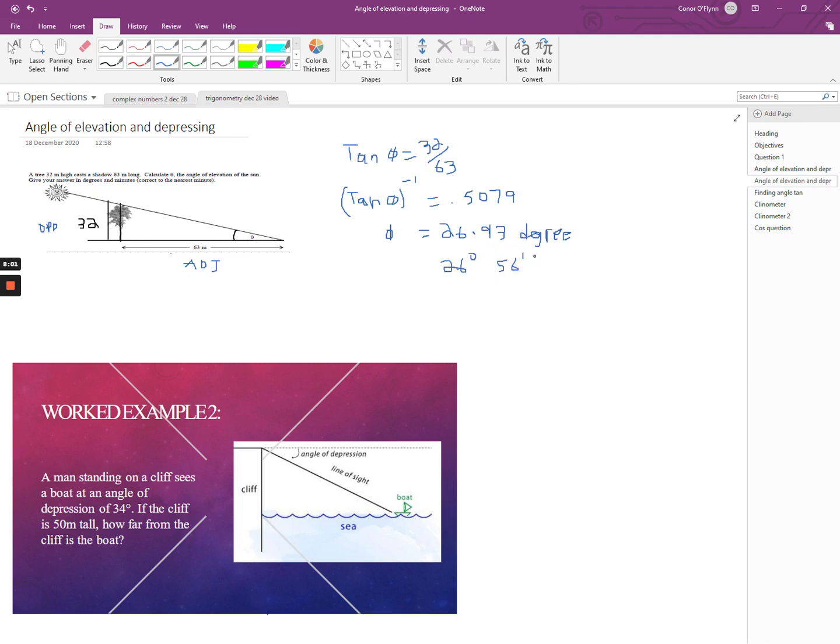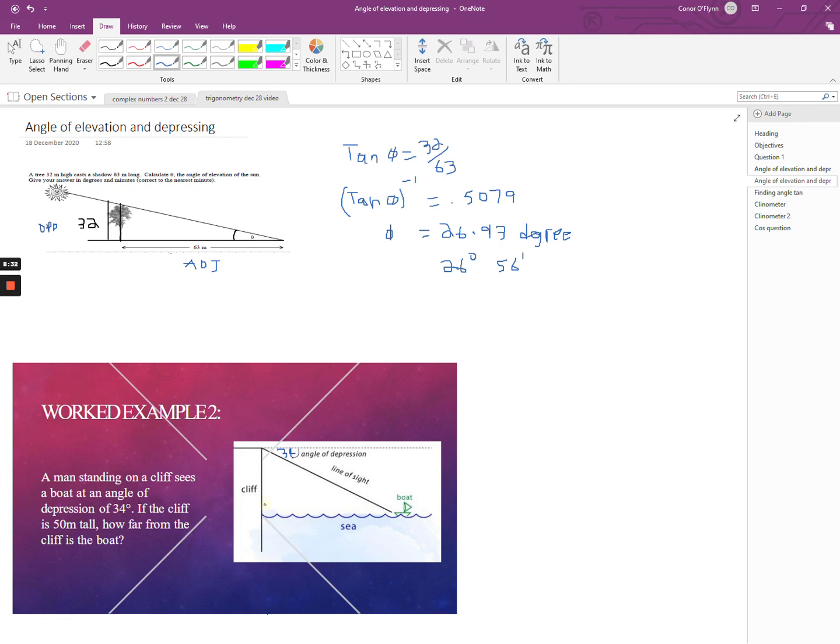Okay, that's fine. Now, the next one: a man standing on a cliff sees a boat at an angle of depression of 34 degrees. If the cliff is 50 meters tall, how far from the cliff is the boat? So we always fill in what we know. What is the angle of depression? Well, the horizontal is always above it, so this has to be 34.